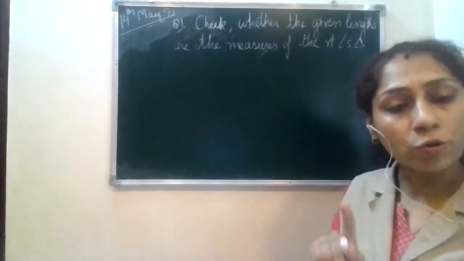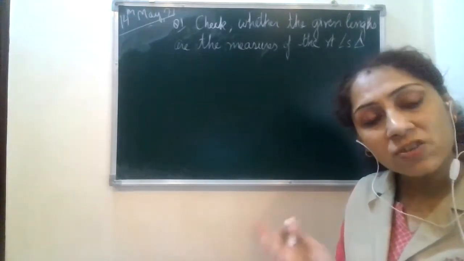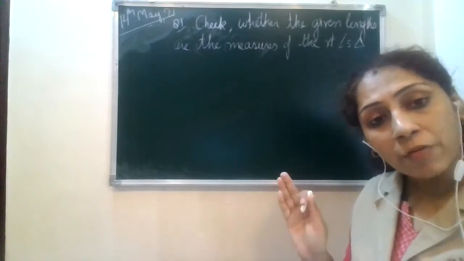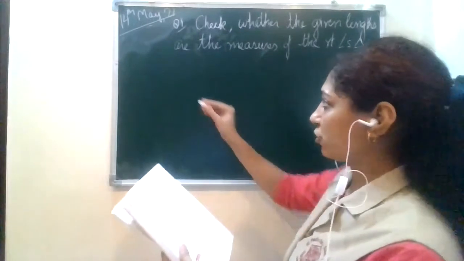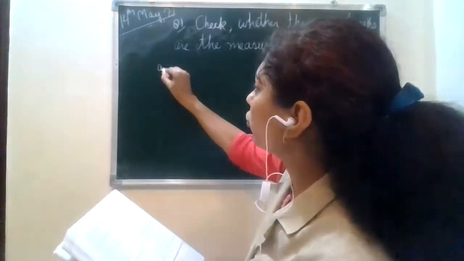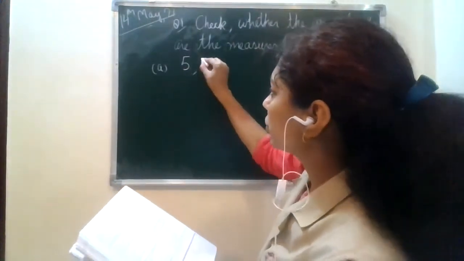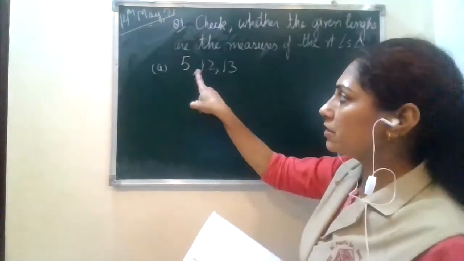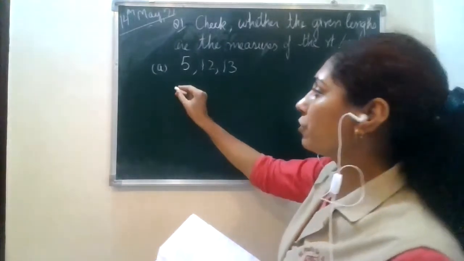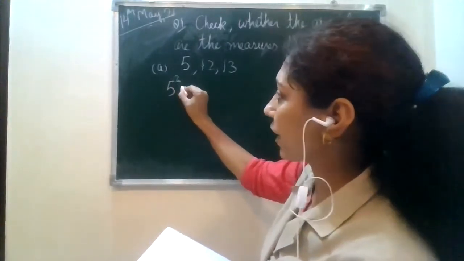You know the relationship, how to find it out. The biggest side squared is equal to the sum of the squares of the smaller sides. So the first part given to you is 5, 12, 13. Now you know 13 is the biggest side, then these two sides are smaller. We will first of all do the squaring because we need to check.